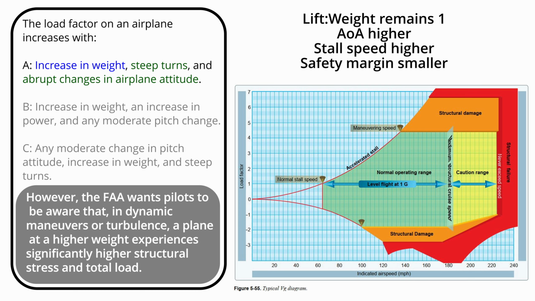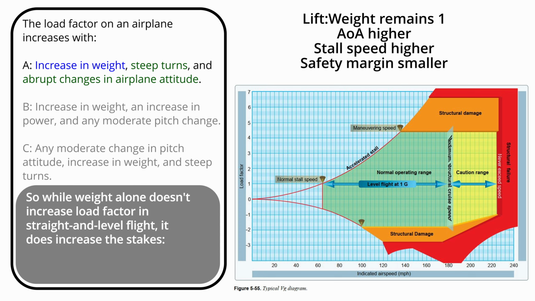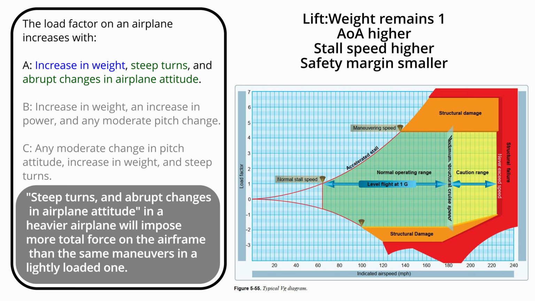However, the FAA wants pilots to be aware that in dynamic maneuvers or turbulence, a plane at a higher weight experiences significantly higher structural stress and total load. So while weight alone doesn't increase load factor in straight and level flight, it does increase the stakes. Steep turns and abrupt changes in airplane attitude in a heavier airplane will impose more total force on the airframe than the same maneuvers in a lightly loaded one.